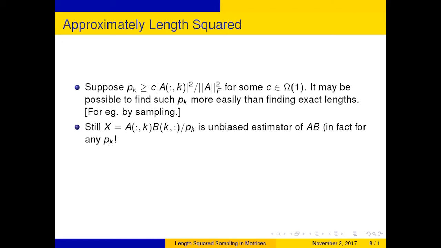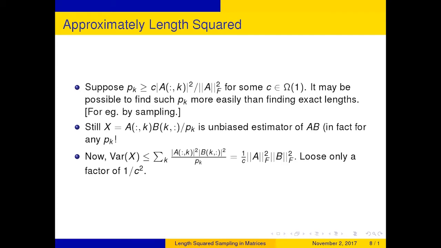So that's what it says here. It may be possible to find such p_k more easily than finding all lengths. In that case you can use that. The unbiased estimator still divides by p_k, of course, whatever the probabilities are. And then you get the variance with an extra c there. That's very simple, p_k has an extra c compared to what we had. I don't know why I wrote 1 over c squared. Excuse me, it's 1 over c.